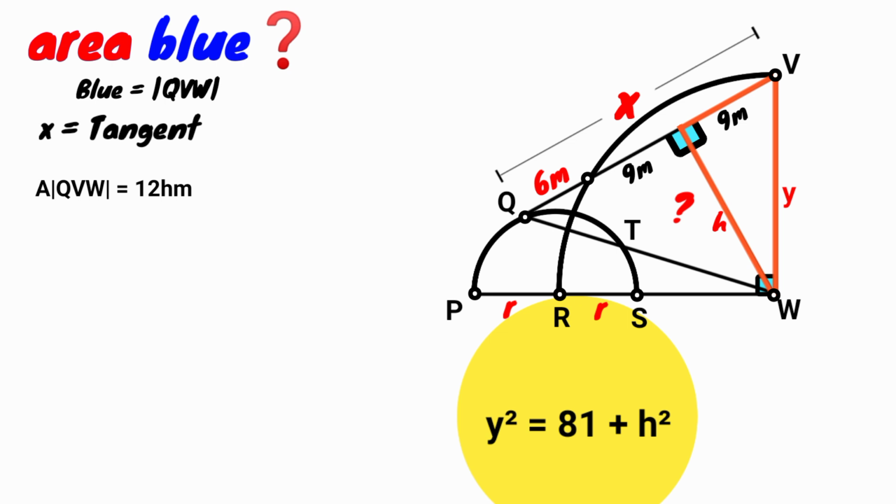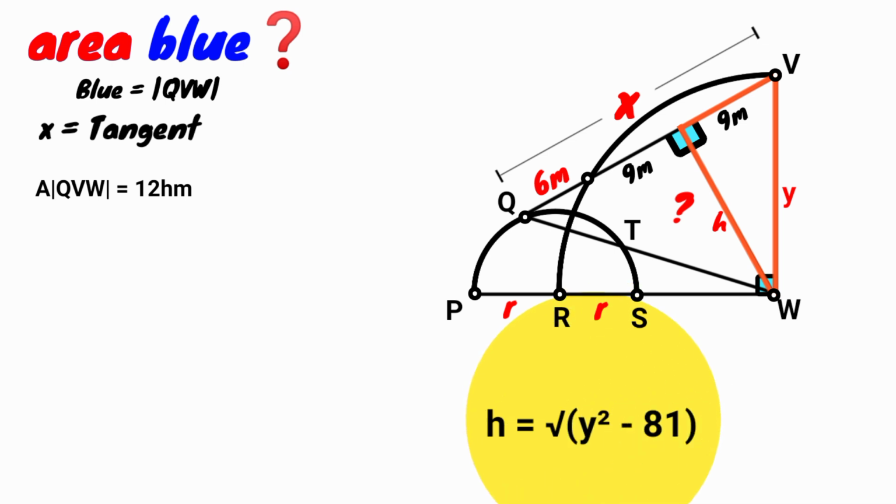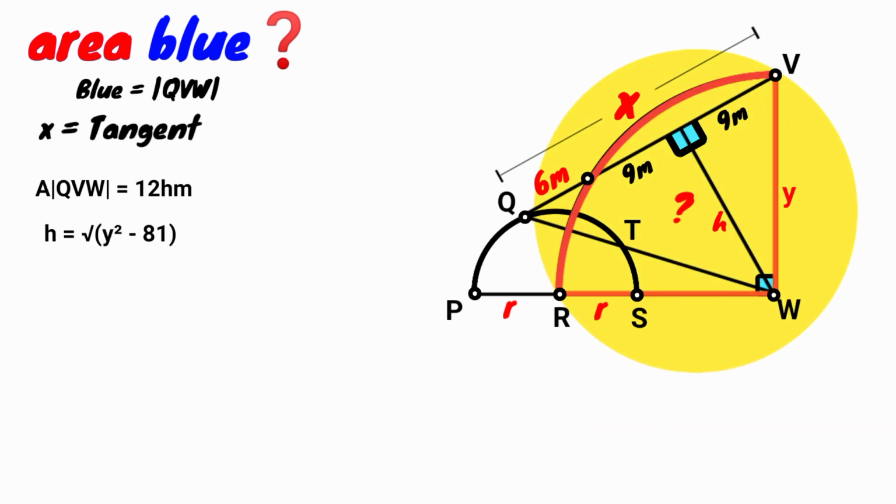We take 81 to the left by transposition. Now take the square root of both sides. Here square root of h squared is h. So h equal to square root of y squared minus 81. Keep it aside. Back to this quadrant. Since its radius here is y, this must also be y. Come here. Draw a straight line that will connect this point V and this R.